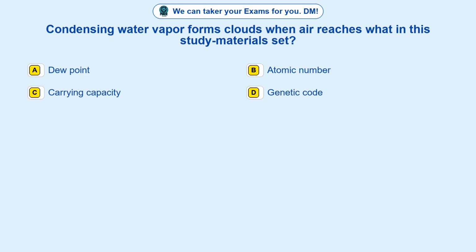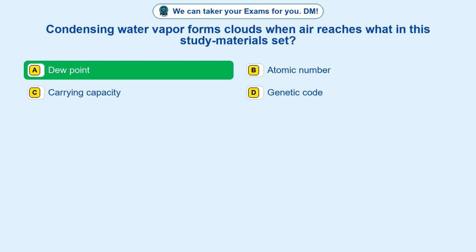Question 99. Condensing water vapor forms clouds when air reaches what in this study materials set? Option A, dew point. Option B, atomic number. Option C, carrying capacity. Option D, genetic code. The correct answer is option A.